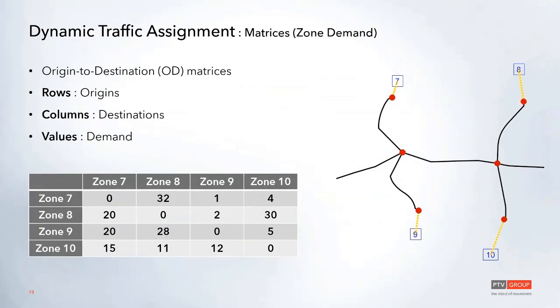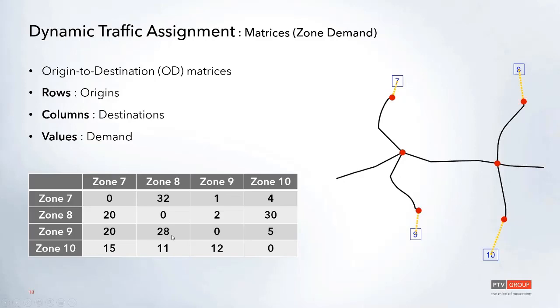And then finally, we actually need to create the demand for the vehicles to travel to and from each of these zones. And so all of this demand will be held within origin destination matrices. So these matrices will contain all of the demand information. The rows will represent the origin zones, the columns will represent the destination zones, and then all of the values in the middle represent the demand itself.